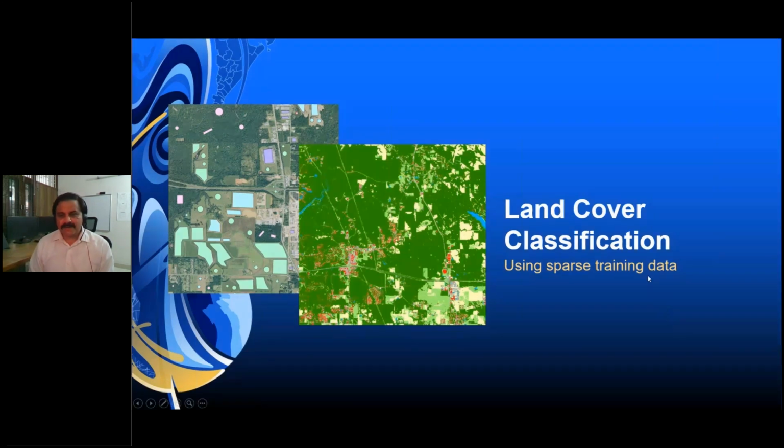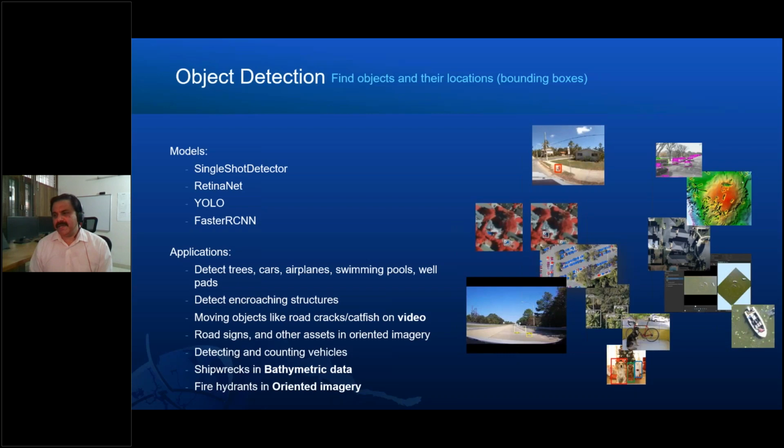The third type of model that we look at is object detection. And basically, given an image, we want to find what objects are in an image and find their locations using bounding boxes. And here we've got several models such as single shot detector and RetinaNet. You might have heard of YOLO, you only look once. That's a popular object detection model. And the very accurate faster RCNN model that we've recently added. And these could be used to detect a wide variety of objects in overhead or oriented imagery, even videos. So let's have a look at some examples of that.